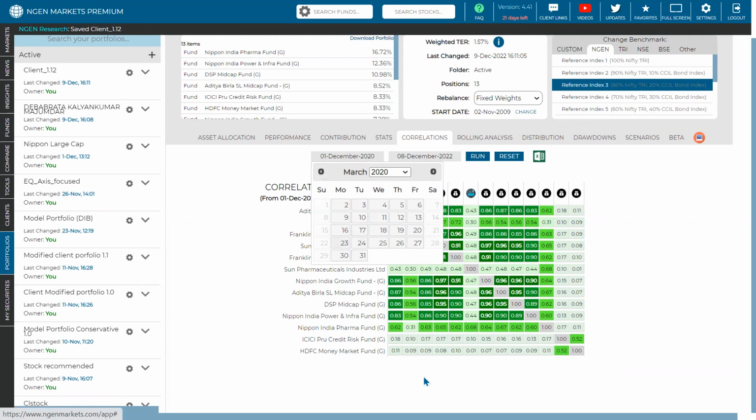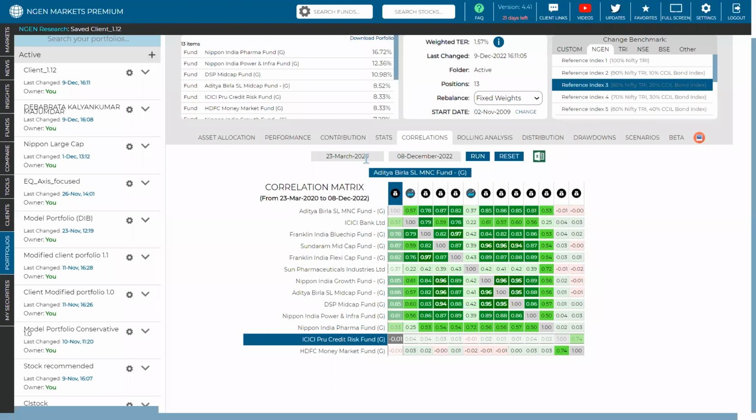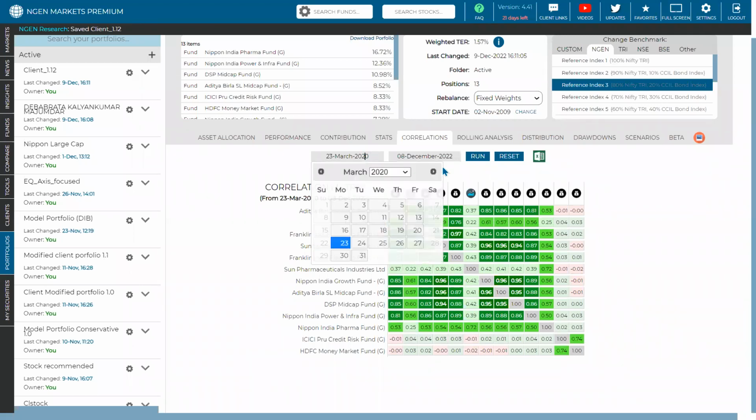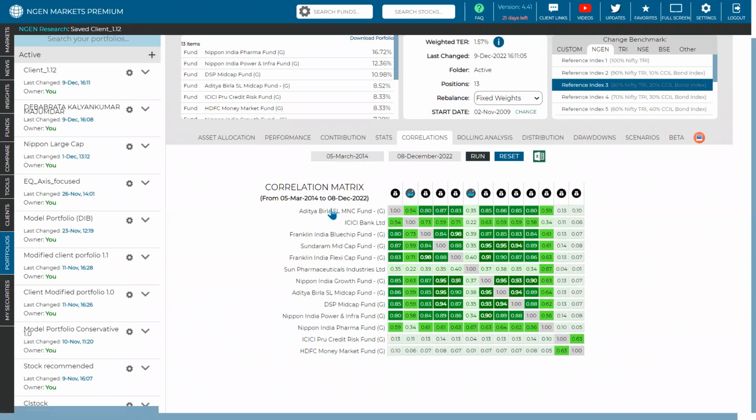And here you can see a very different correlation, like a negative correlation between Aditya Birla SLMNC versus ICICI Pru Credit Risk Fund. So the correlations are changing if you change the time frame. That you need to be aware of. Whenever you change the correlations here, it depends upon the longer run. And one important thing is that we calculate correlations on a daily basis. That is how it differentiates, and it gives us accurate data sets.